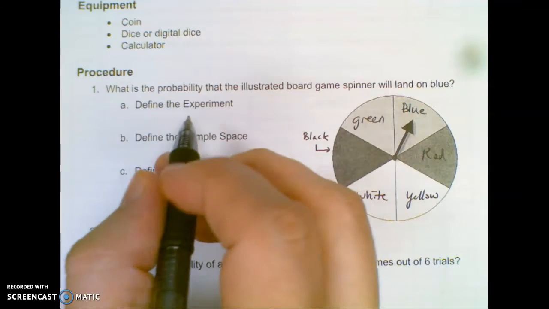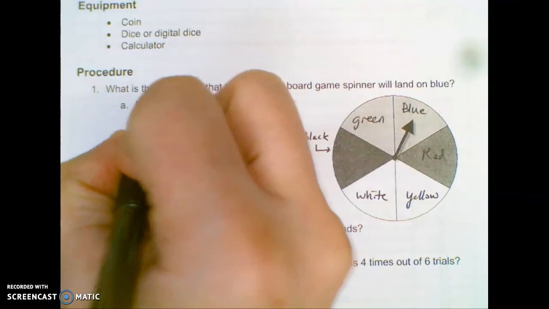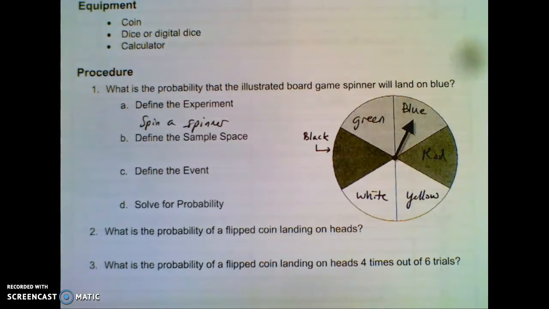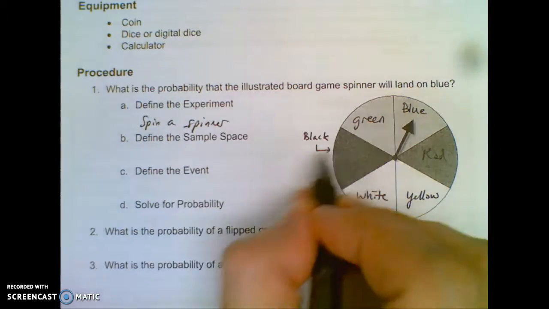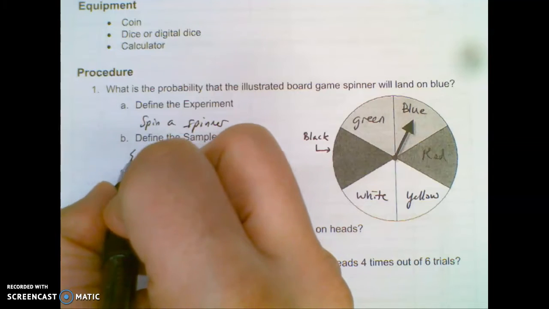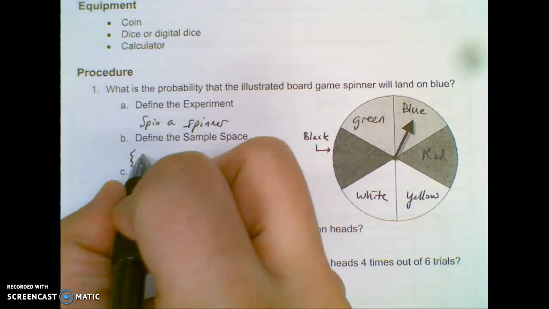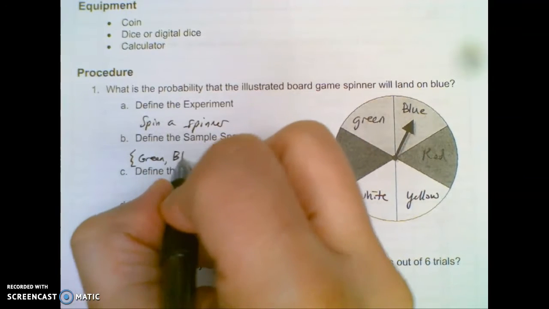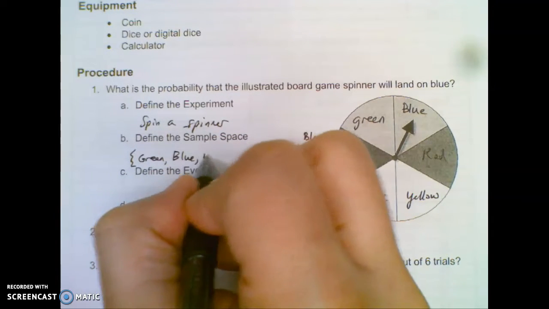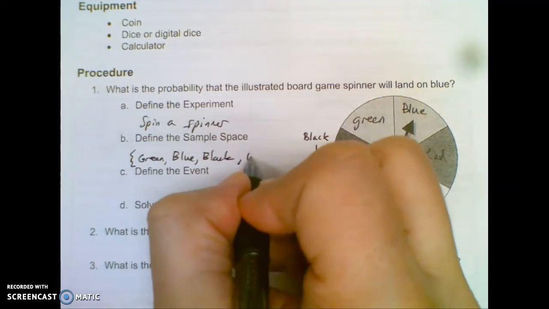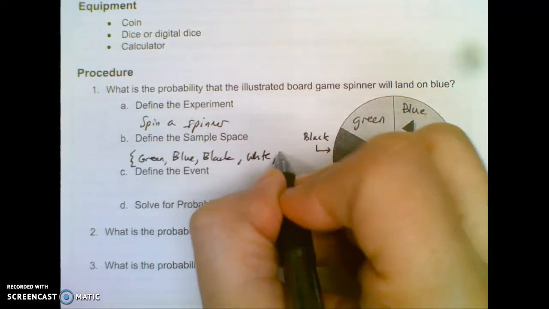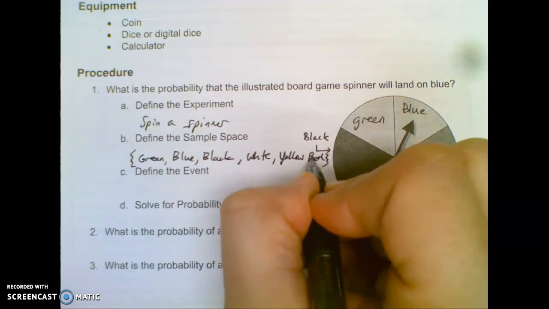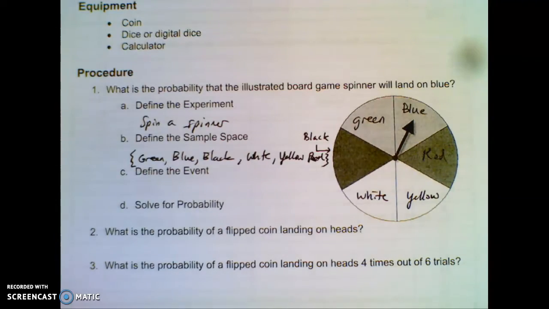So remember, an experiment is something like spin a spinner, or roll a die, or flip a coin. The sample space is all the things that could happen. So your sample space in this case, usually we use curly braces: green, blue. That's all the choices that we could have. Black, white, yellow, and red. Right? It's all the choices.